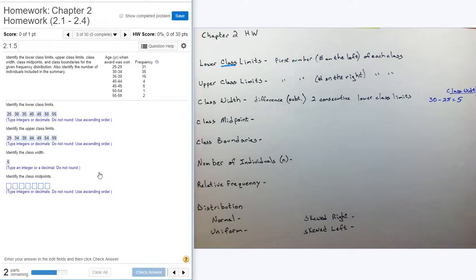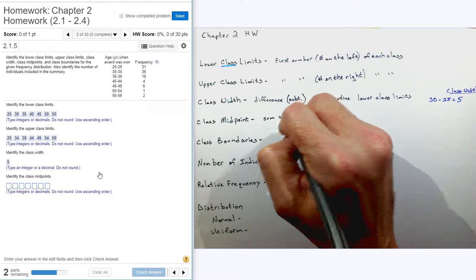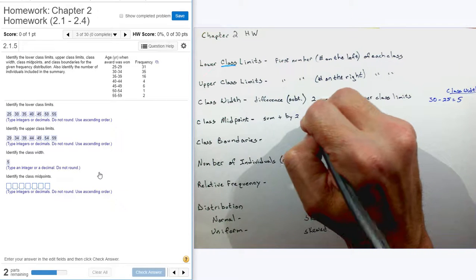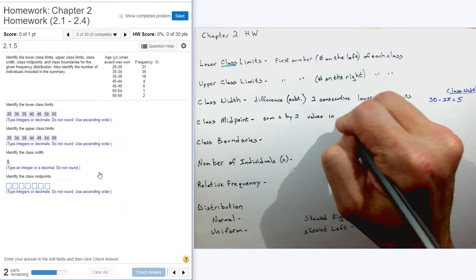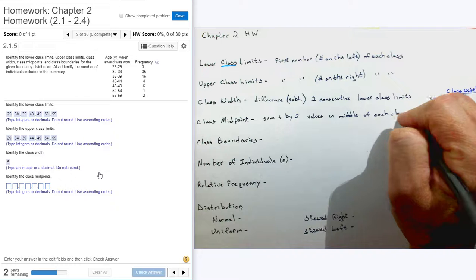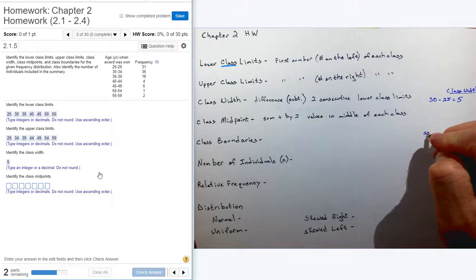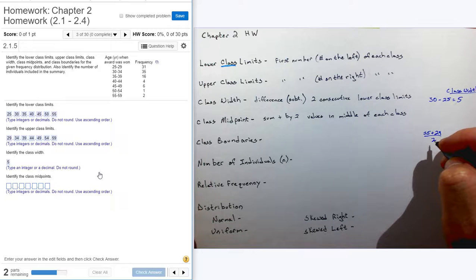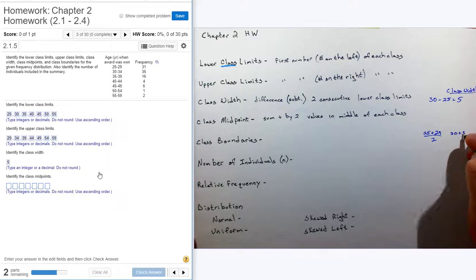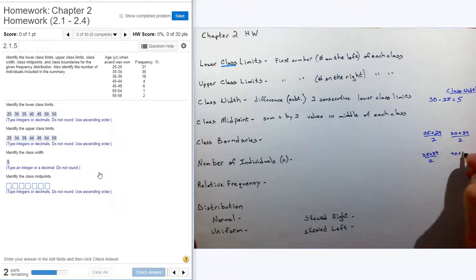Class midpoints. Well, the keyword in there is midpoint. So really what you're going to do is take the sum and divide by 2. And what you're looking for are the values in the middle of each class. So for that one, I have to do it with each one. I need to say 25 plus 29 divided by 2. And then 30 plus 34 divided by 2. 35 plus 39 divided by 2. And I have to do that for each and every one of them.